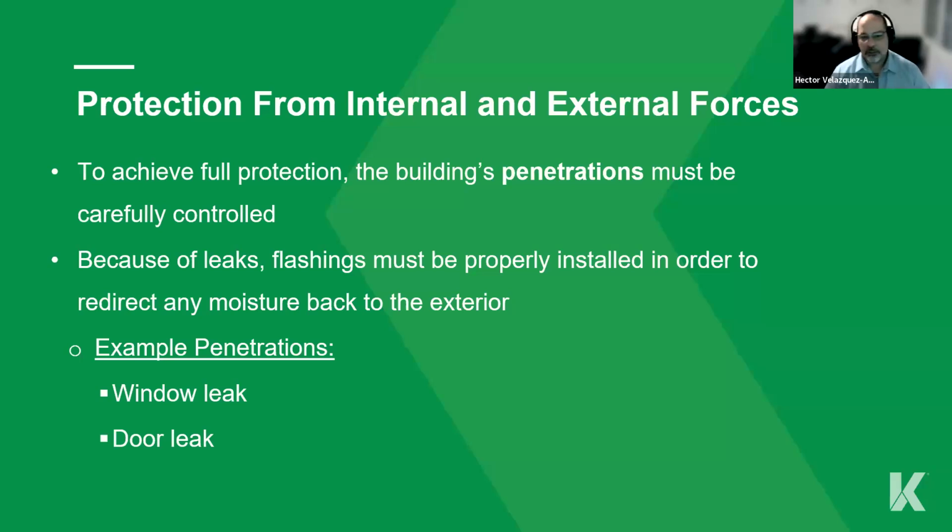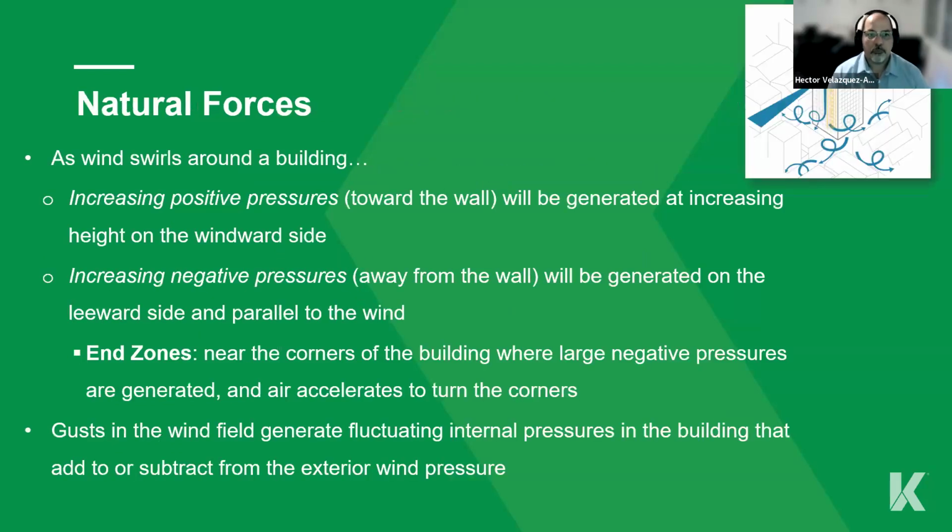Why? Because we get leaks. Flashing must be properly installed in order to redirect the moisture back to the exterior. Like we said before, window leaks and door leaks. Not only those, but you also get roof leaks, because those are part of my penetrations when you get your exhausts on some of those mid-rises and on taller buildings as well. Water stacks are also an issue of water intrusion to the units.